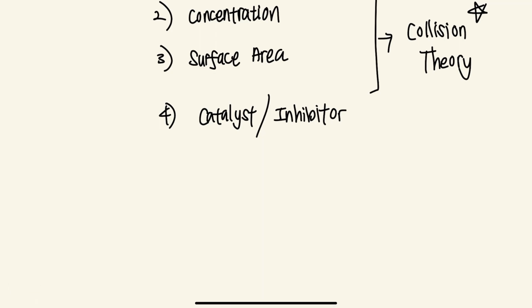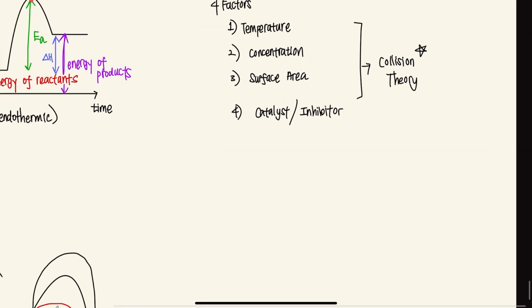So catalysts, they speed up the reaction by lowering the activation energy, so it becomes easier for particles to collide with sufficient energy. And inhibitors, they do the exact opposite. They slow down the reaction by raising the activation energy. And an important thing to know about catalysts is that they are not used up in the reaction, and enzymes are an example of a catalyst.